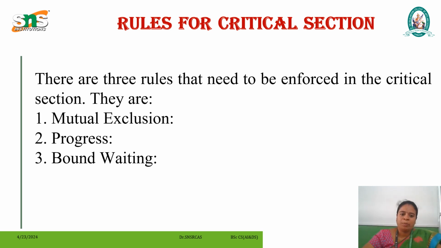Second one, progress. We use it when the critical section is empty and a process wants to enter it. The processes that are not in the remainder section decide who should go in within a finite time. Third one, bounded waiting. Only a specific number of processes are allowed into the critical section. Thus, the process needs to make a request when it wants to enter the critical section. When the critical section reaches its limit, the system allows the requested processes into the critical section.